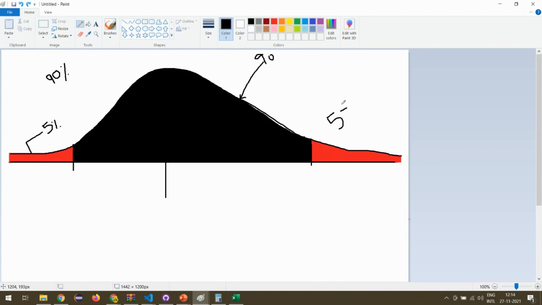Okay. Another 5% is here. So let's see what numbers we get. This is the 5% area. Until here we have 90 plus 5, which is 95% area if we say it in a cumulative distribution way.